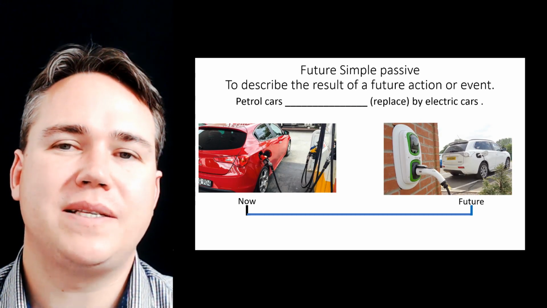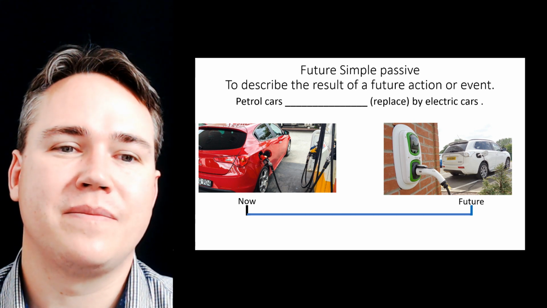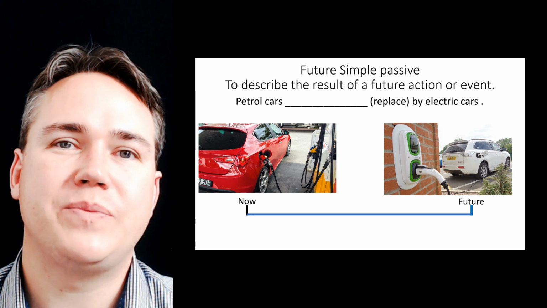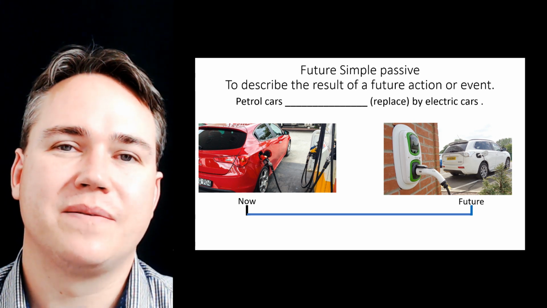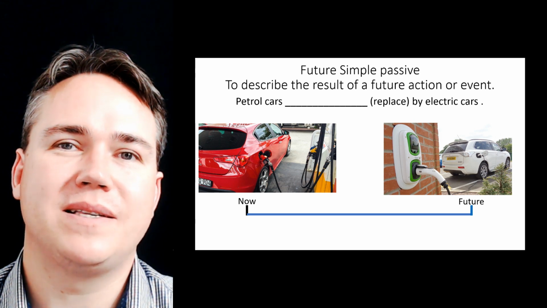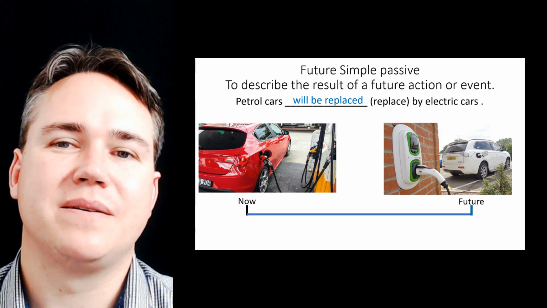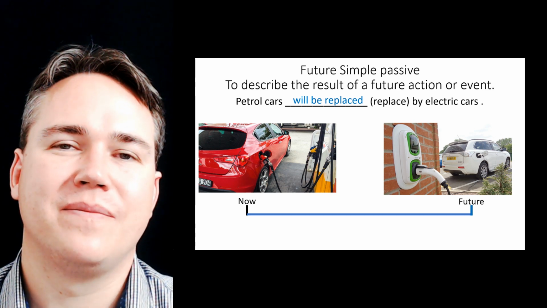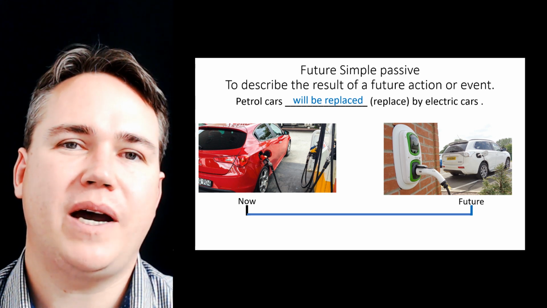And then you look at this. This is a prediction, but it's a pretty strong prediction. Now, most people use petrol cars. But in the future, petrol cars will be replaced by electric cars. In Australia, they reckon that will happen by 2050. But I think it'll happen quite a bit earlier.